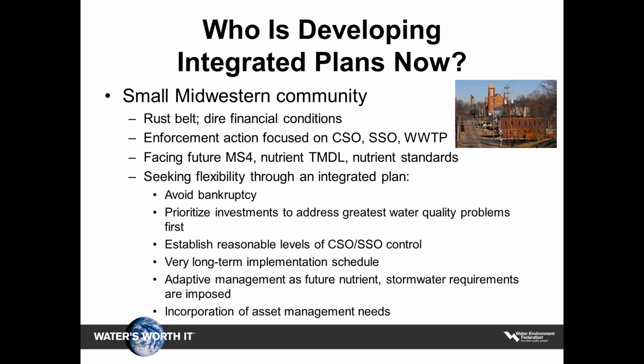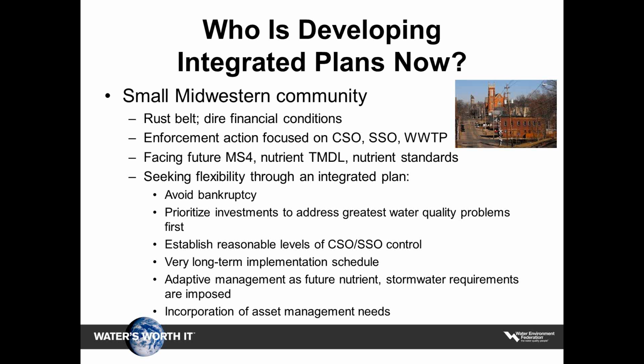So our first example is a very small Midwestern community. They're facing pretty severe financial conditions, loss of industry, loss of population. They're in an enforcement action that's focused on CSO, SSO, and wastewater treatment plant upgrade issues. So those three elements will be part of a negotiated consent decree, and they will also go into the community's integrated plan. In addition, the community is facing future stormwater utility requirements, a nutrient TMDL, nutrient criteria rulemaking, and some other state issues.